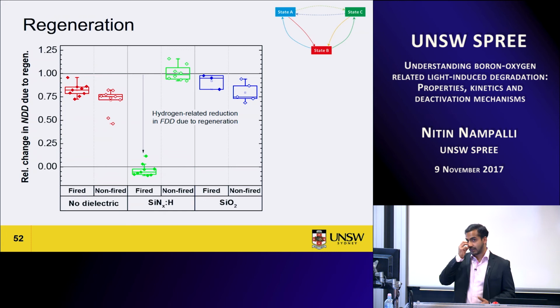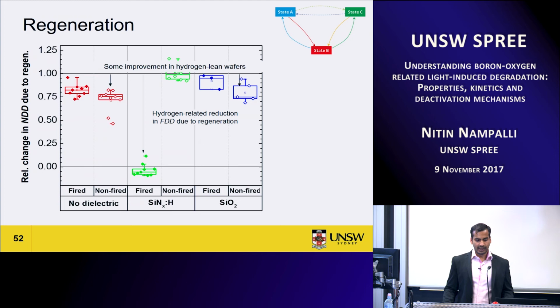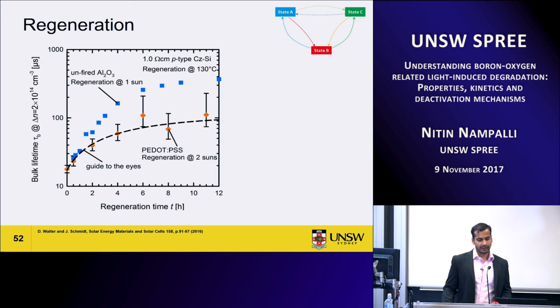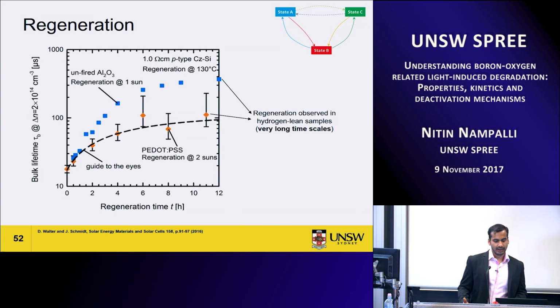And as we know, silicon nitride dielectrics have a high concentration of hydrogen, and therefore this seems to suggest that regeneration is related to hydrogenation. However, we do see some improvements even in the hydrogen lean wafers, so the oxide passivated or the bare wafers. And there's been some other evidence of this in the literature. This is a study that was done recently where they had aluminum oxide passivation and PPSS passivation. And these are all meant to be low temperature dielectrics and relatively hydrogen lean. And what they saw is that over a very long period of time, they found regeneration to occur.